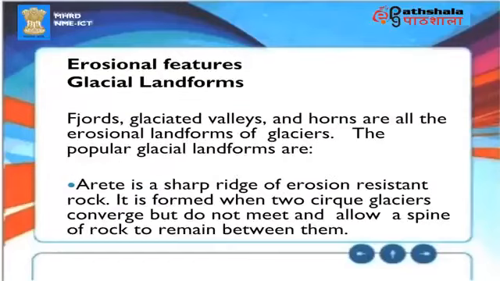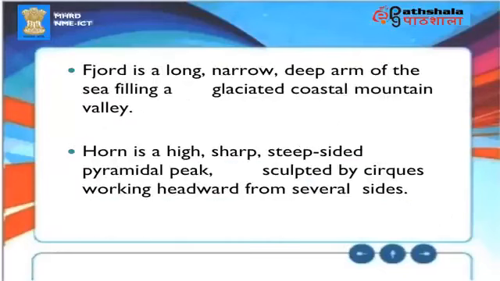Erosional features. Glacial landforms. Fjords, glaciated valleys, and horns are all erosional landforms of glaciers. The popular glacial landforms are: Arete is a sharp ridge of erosion-resistant rock. It is formed when two cirque glaciers converge but do not meet and allow a spine of rock to remain between them. Fjord is a long, narrow, deep arm of the sea filling a glaciated coastal mountain valley. Horn is a high, sharp, steep-sided pyramidal peak sculpted by cirques working headward from several sides.